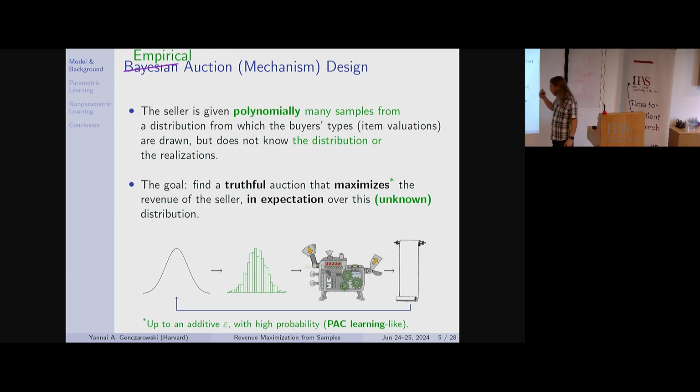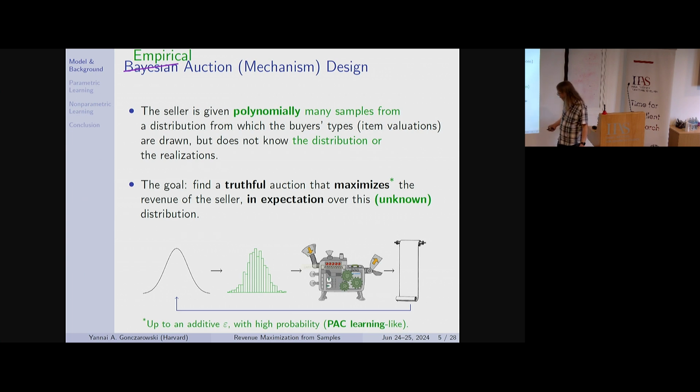The goal is to find a truthful auction that maximizes, asterisk, we'll get to the asterisk in a second, the revenue of the seller in expectation over this unknown distribution. And this asterisk is like the disclaimer, may contain traces of nuts or whatever: up to an additive epsilon. Obviously you don't see the precise distribution, so you cannot optimize completely. And with high probability, since there is a very low probability that you'll get very unrepresentative samples. In that case, you have nothing to do. So we need to add these two disclaimers.